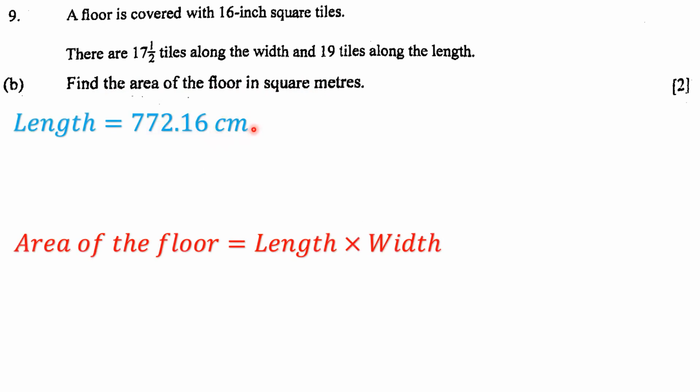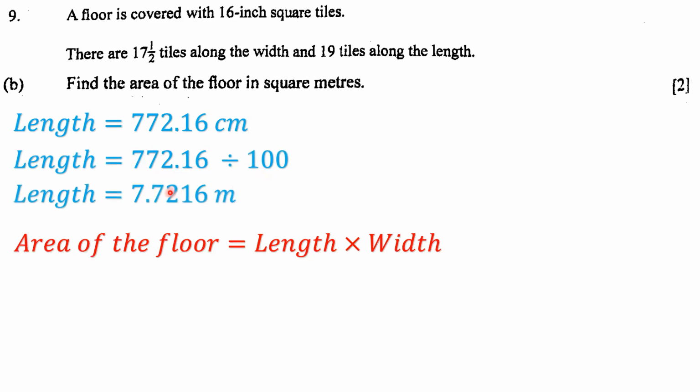But they don't want it in centimeters. They want our answer in square meters. So you have to take centimeters and convert it into meters. How do we do that? We have to divide by 100. And so 772.16 divided by 100 is 7.7216 meters. So the length is going to be 7.7216 meters.